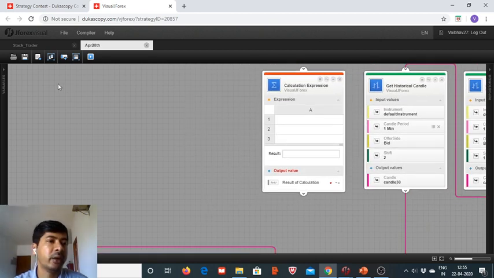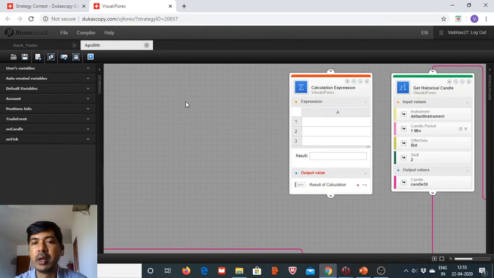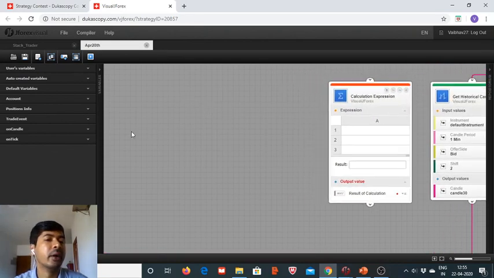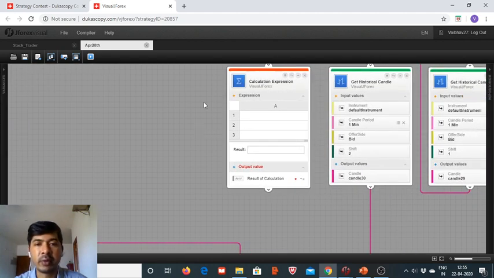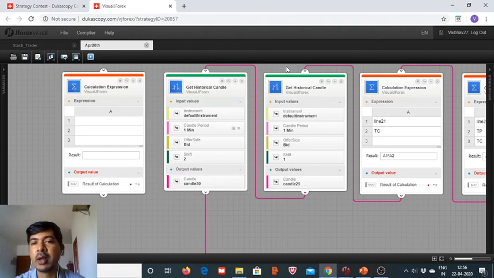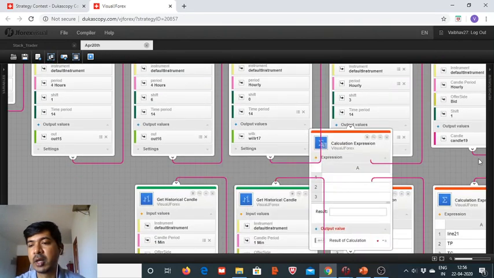Now we will need the last candle's closing price, and then we will be deducting the 30% of the hourly ATR. So let's first define the 30% of the hourly ATR, then we will do the further calculation.